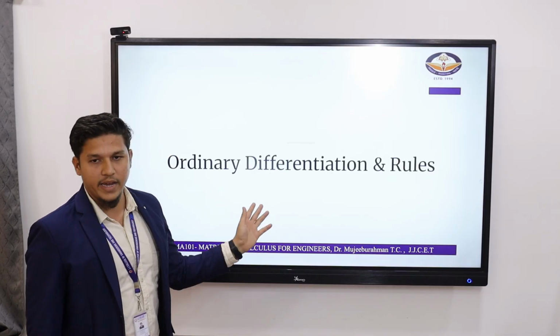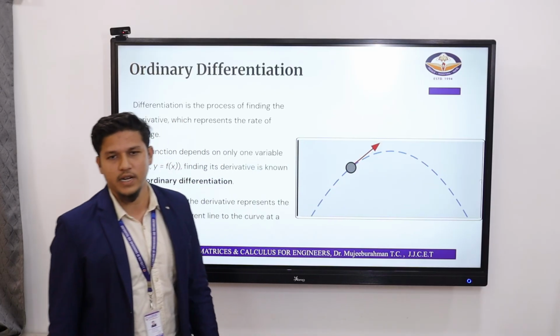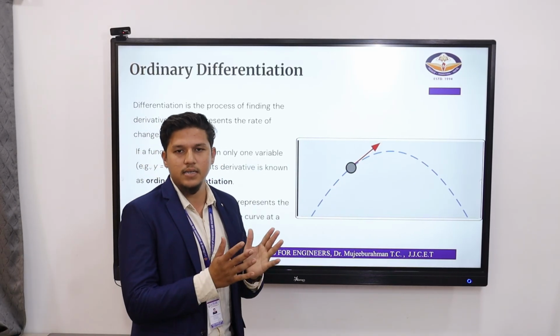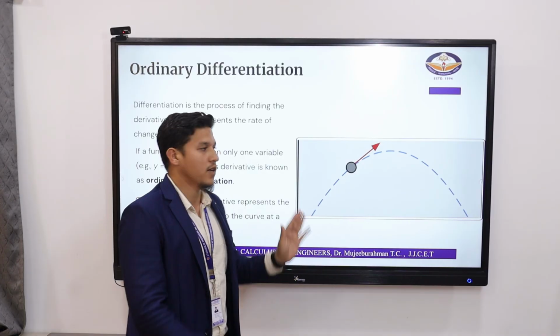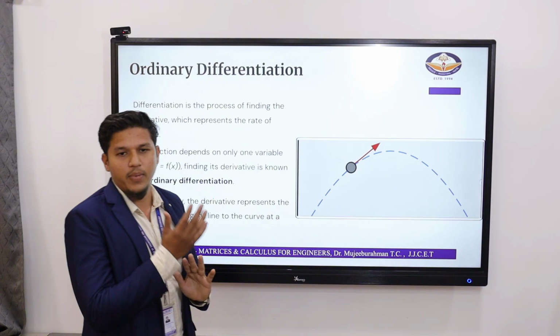Next, the main topic, ordinary differentiation. What do we mean by differentiation, or ordinary differentiation? It is nothing but a rate of change: the rate of change of something, a process happening in a particular time.